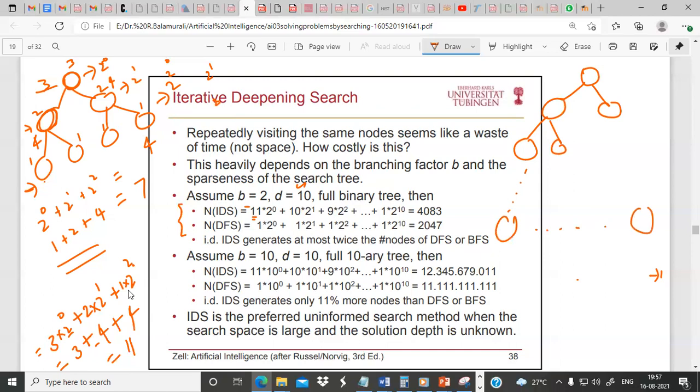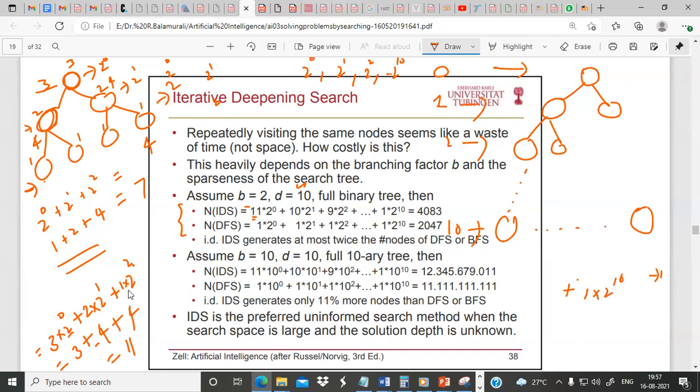Okay. Now at the 10th level, we have how many nodes? The numbering is from 0 to 10 only. This is 0th level. This is first level. This is second level. This is 10th level. At 0th level, we have 2 to the power 0 nodes. At first level, we have 2 to the power 1 nodes. At depth 0, we have 2 to the power 0 nodes. At depth 1, we have 2 to the power 1 nodes. At depth 2, we have 2 to the power 2 nodes. So at depth 10, we have 2 to the power 10 nodes. And these nodes will be explored how many times? Only one time. So it is 1 into 2 to the power 10.